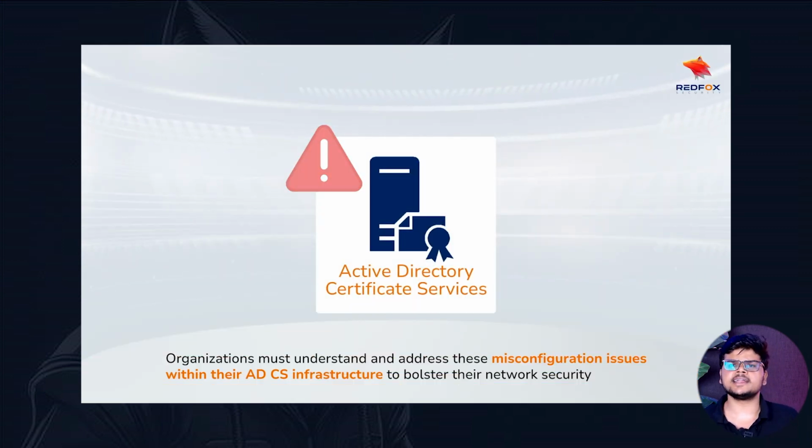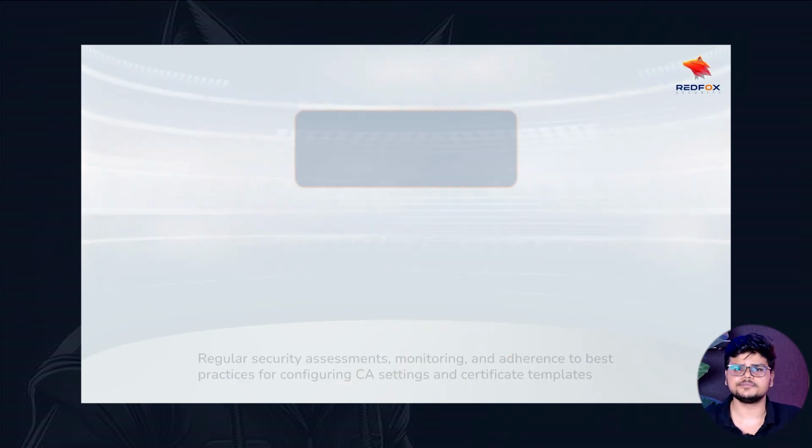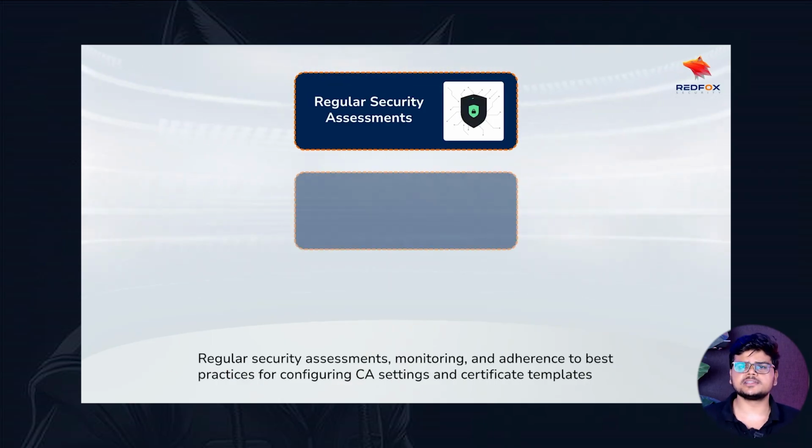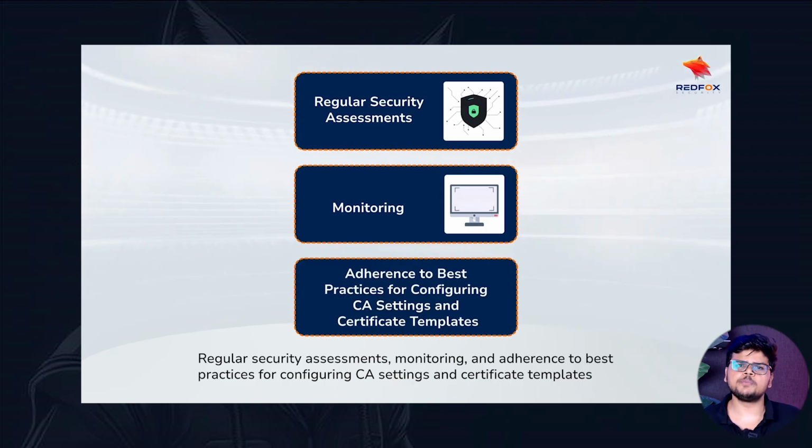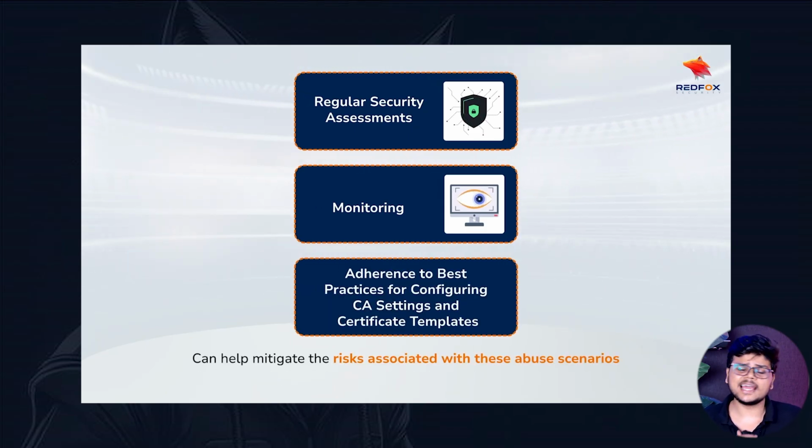Organizations must understand and address these misconfiguration issues within their ADCS infrastructure to bolster their network security. Regular security assessments, monitoring and adherence to best practices for configuring CA settings and certificate templates can help mitigate the risks associated with these abuse scenarios.